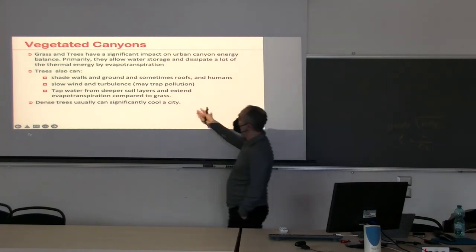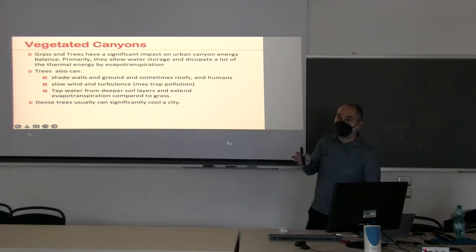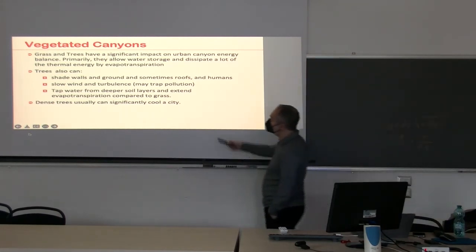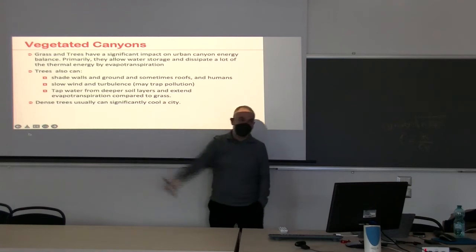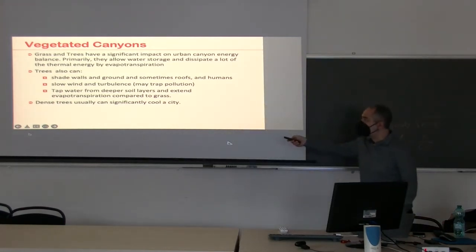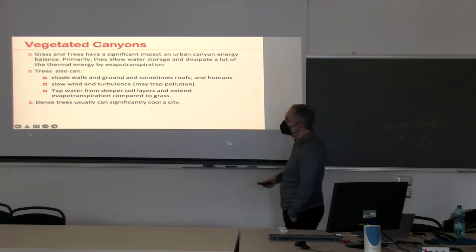They can slow wind and turbulence, and that actually might have a negative effect because that can trap pollutants. And unlike grass, which can evaporate for a couple of days after rainfall because it has very shallow roots, trees can dig much deeper into the soil. They have deeper roots, and so trees can continue to evaporate and give you evaporative cooling benefits even a couple of weeks after a rainfall. So they are quite different from just shallow vegetation.